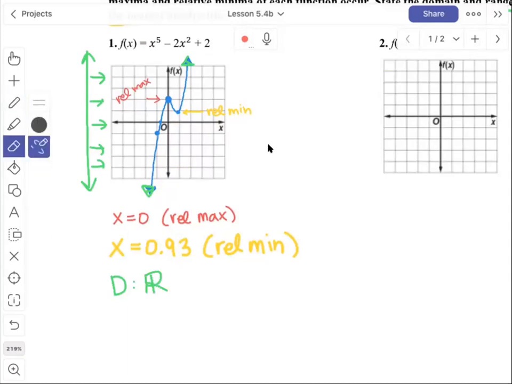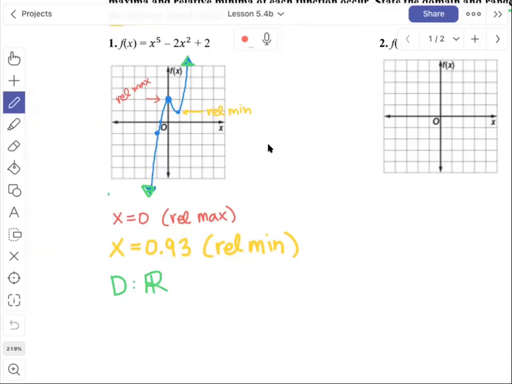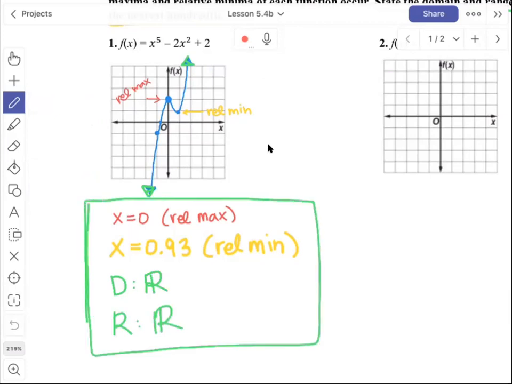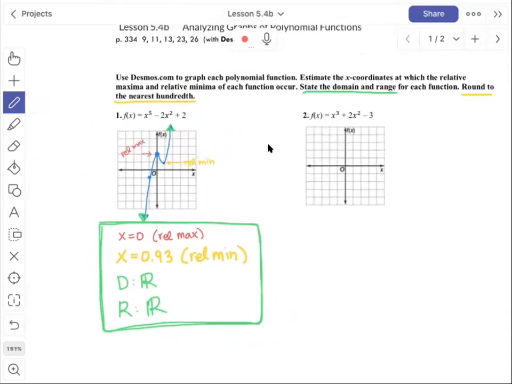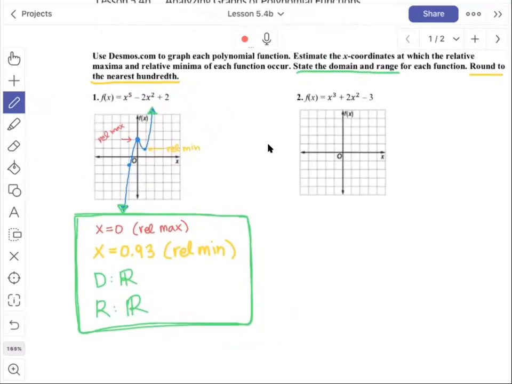And then for the range, I'm going to do the exact same thing, except I'm going to scan along the y-axis. I have a horizontal line, and I'm going to bring it up and scan along the y-axis. Since this goes all the way down and this goes all the way up, I actually have graph everywhere along the y-axis as well. So that means my range is also all real numbers. And that's the end of the directions. So that right there is my final answer. Okay, any questions?